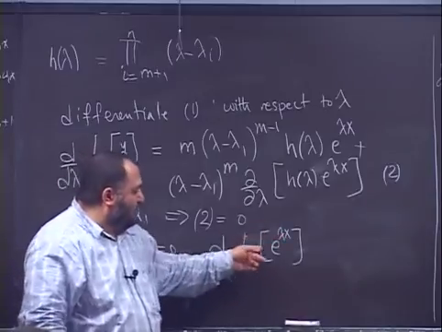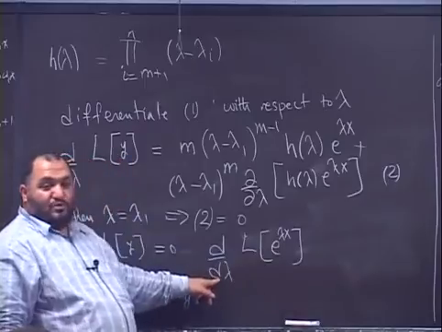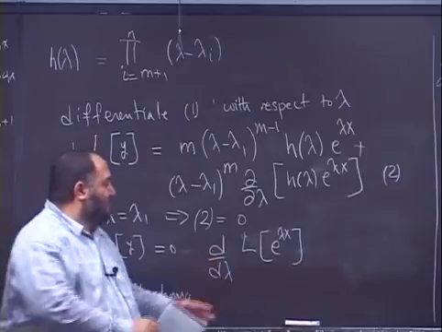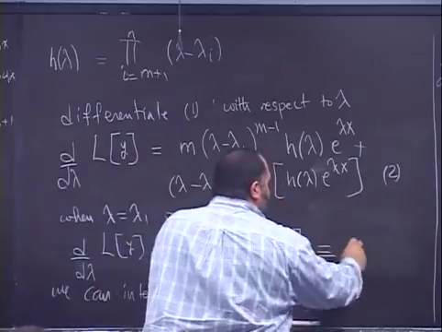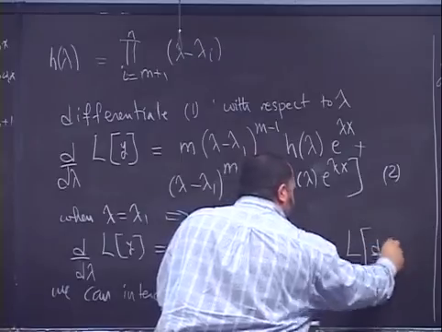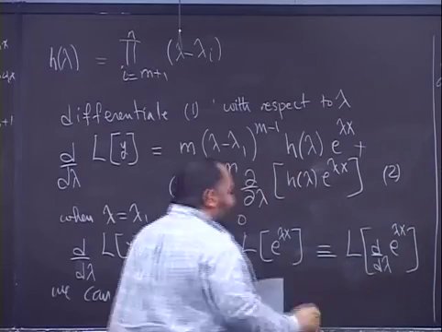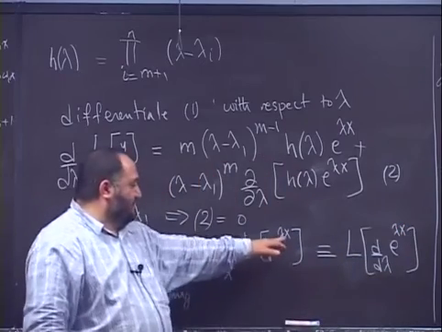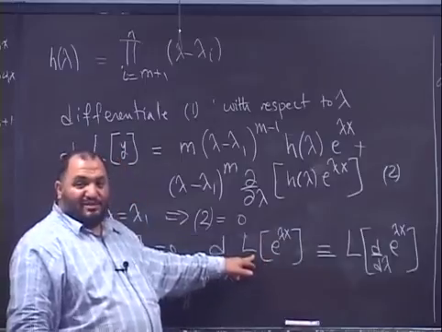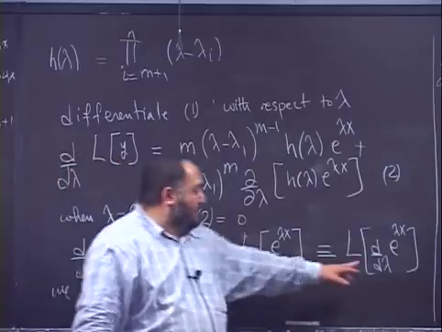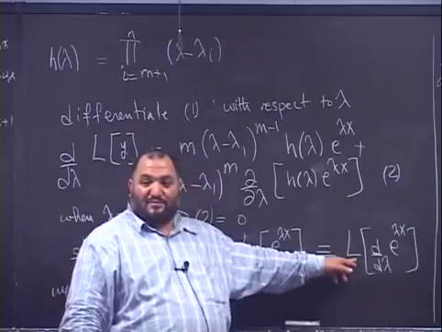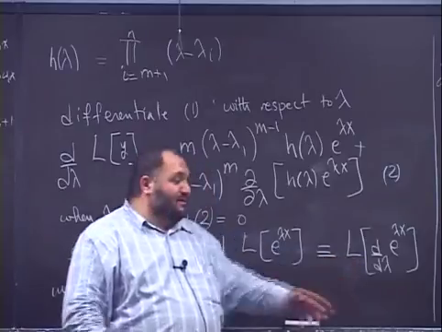And then after we do all this for this equation, we differentiate with respect to lambda. So we can interchange. We can say that this is equal to L multiplied by d by d lambda of e to the power of lambda x. It is exactly the same. You can differentiate first with respect to x, which is what the operator L does, or you can differentiate first with respect to lambda and then differentiate with respect to x. So this is what we are doing.